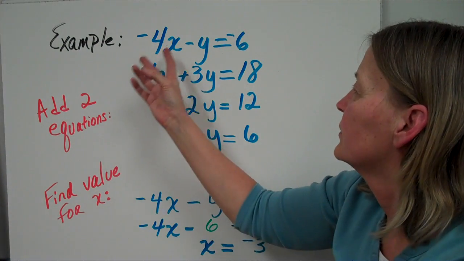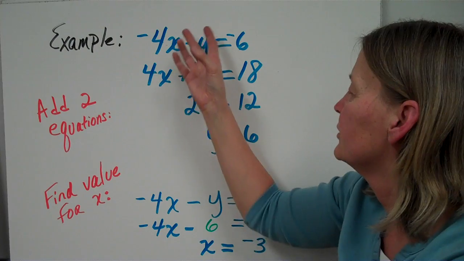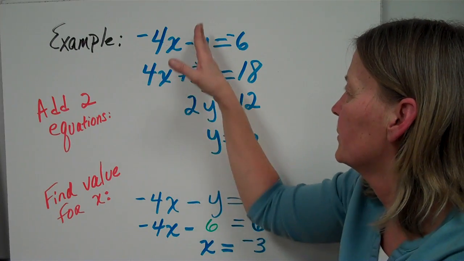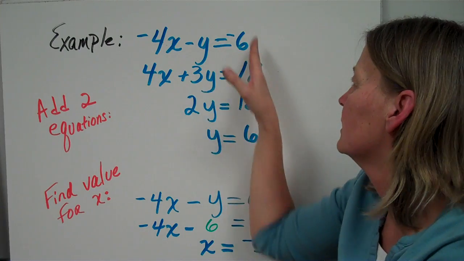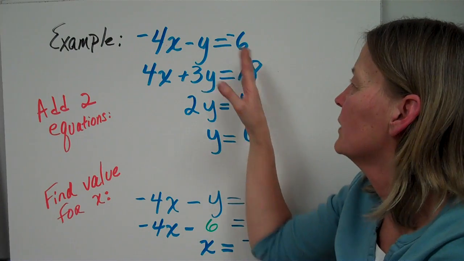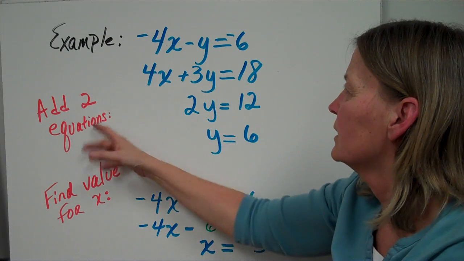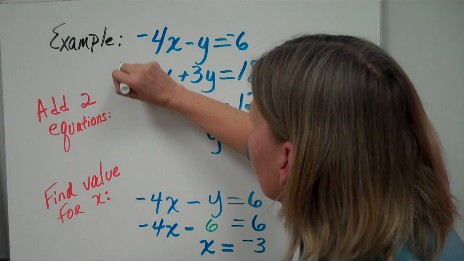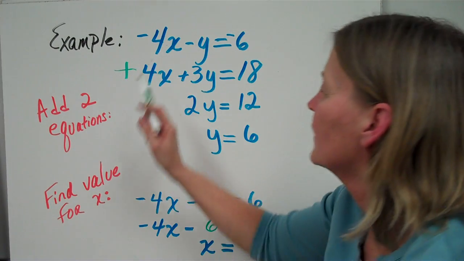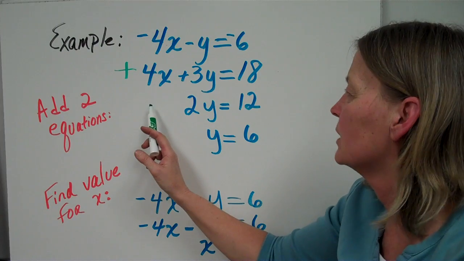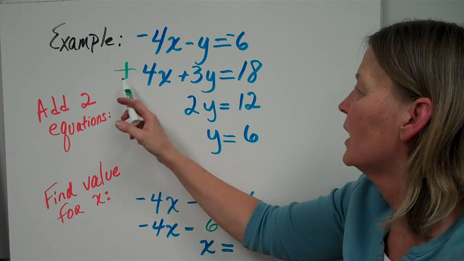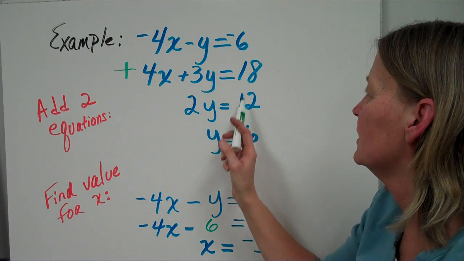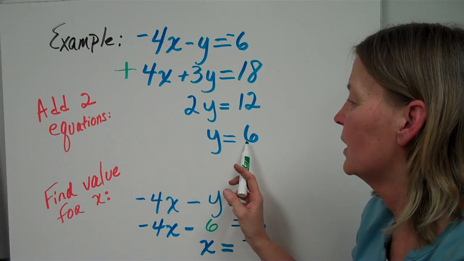Here's another example. So here's our system, two equations. Again, in the examples I'm giving you right now, the x's are lined up, the y's are lined up, equal sign, and constants. So that's important. We're going to add vertically. Again, I like to put in this plus sign to help me remember that I'm adding. Negative 4x plus 4x is 0. That's the additive inverse. Negative y plus 3y is a positive 2y. And negative 6 plus 18 is 12. Divide by 2, you get y is 6.